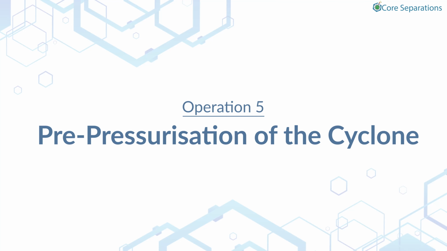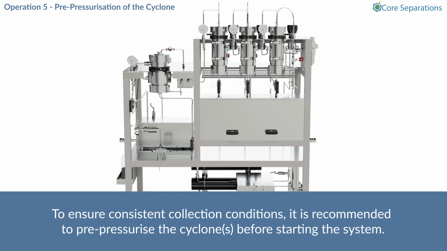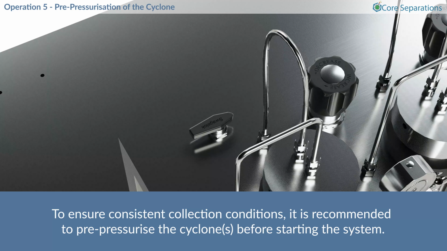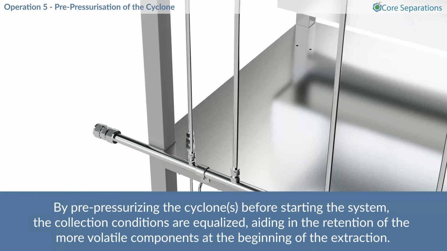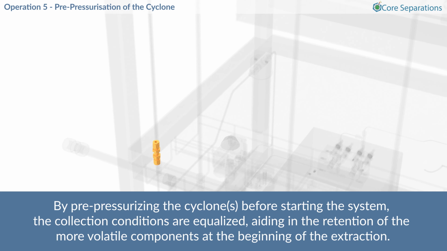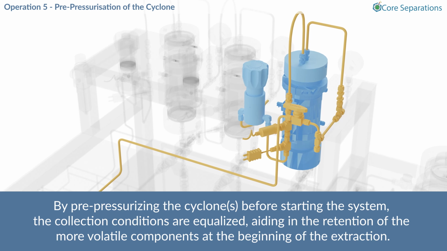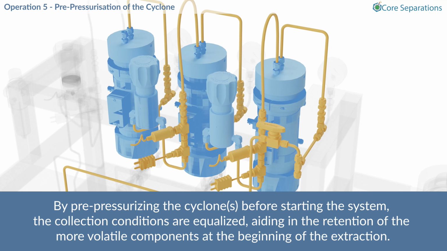Operation 5. Pre-pressurisation of the cyclone. To make sure you have consistent collection conditions, it's recommended to pre-pressurise the cyclone or cyclones before starting the system. This can be done by opening MV11. By pre-pressurising the cyclone before starting the system, the collection conditions are equalised. This helps the retention of the more volatile components at the beginning of the extraction.